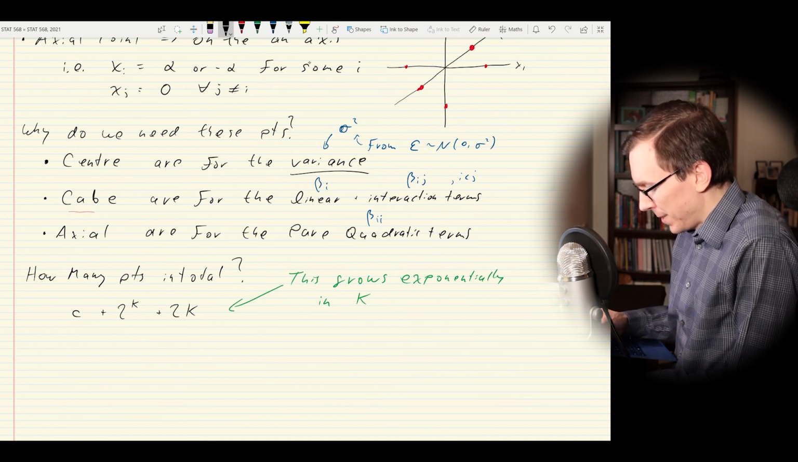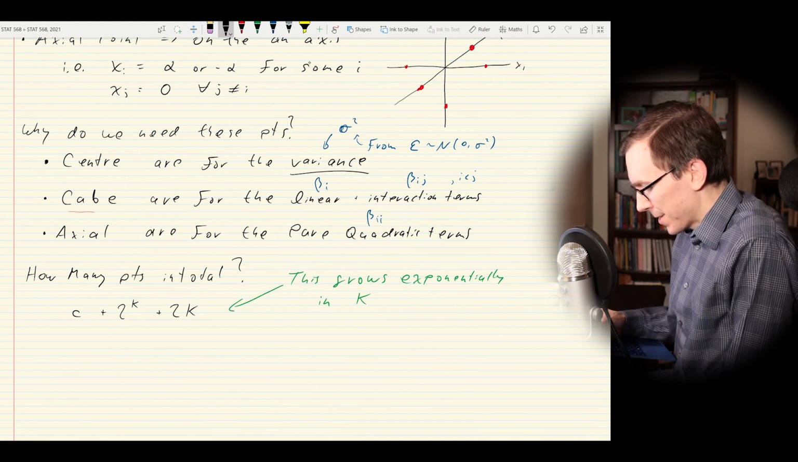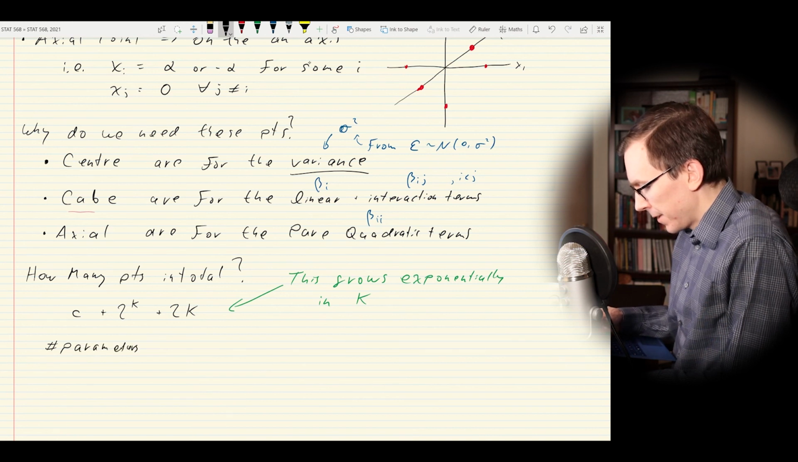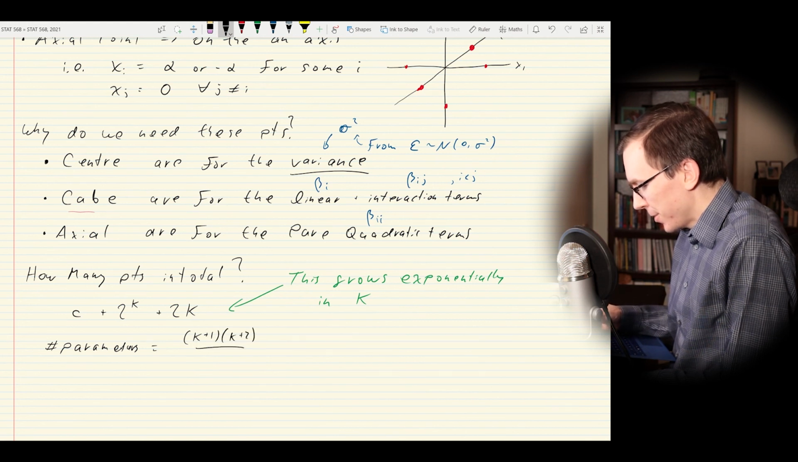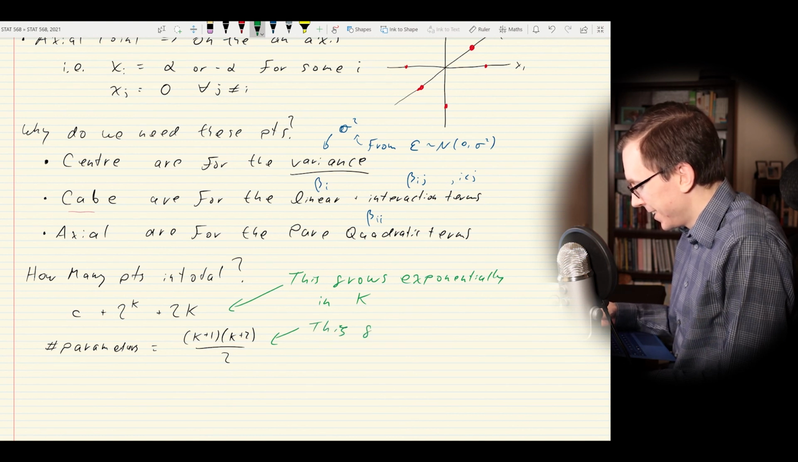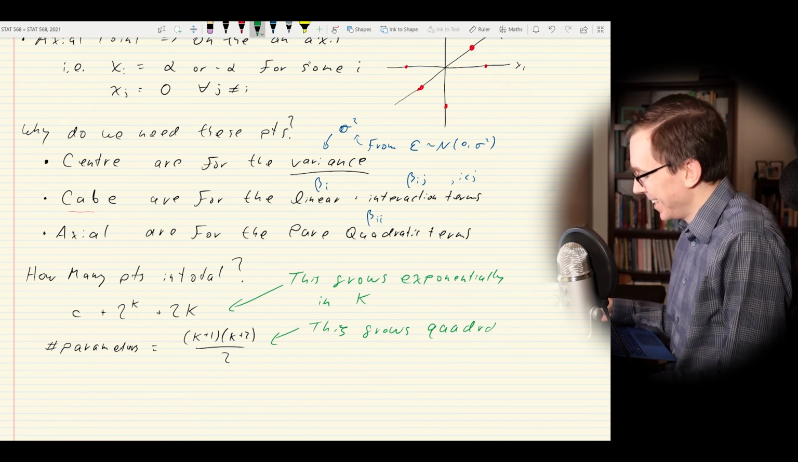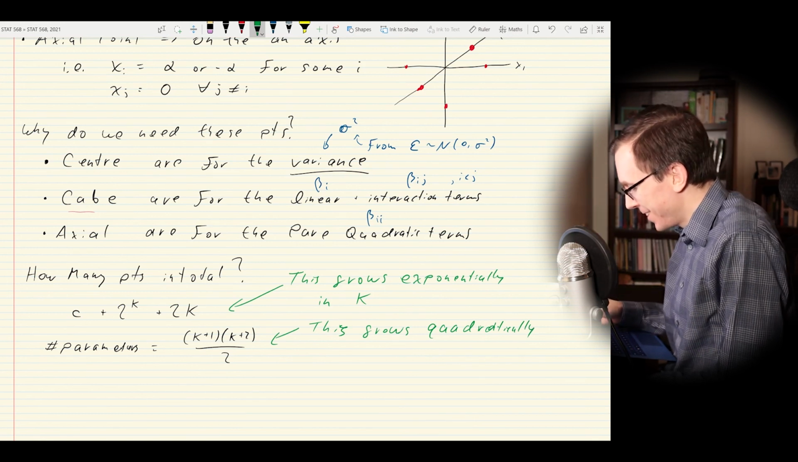Meanwhile, the number of parameters, remember, is equal to (k plus 1)(k plus 2) over 2. Well, this grows quadratically, which is much slower than exponentially, in k.